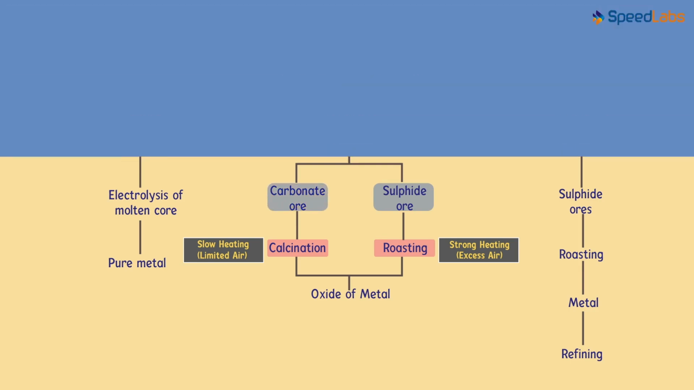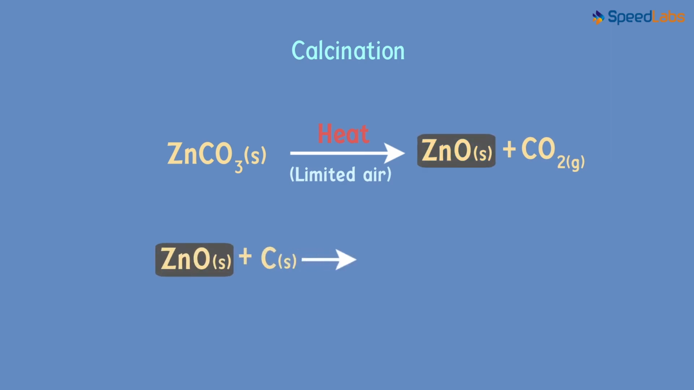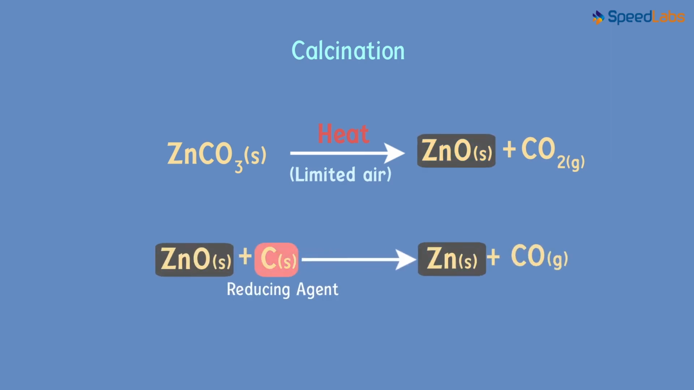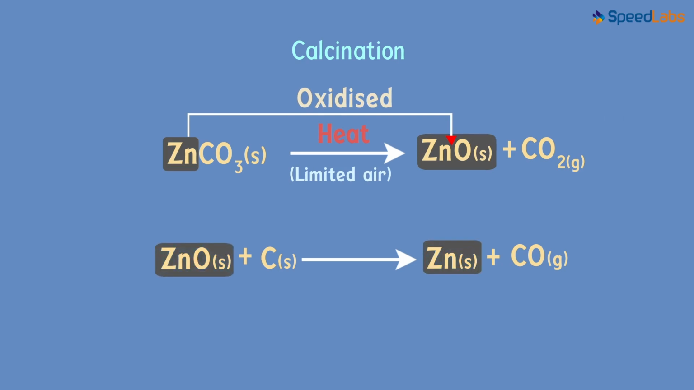Let's understand calcination of zinc carbonate. It is heated in limited air to give an oxide of zinc, and the oxide is then reduced to its metal form by using reducing agents such as carbon. Do you remember we'd looked at oxidation and reduction in our previous lessons? If a substance gains oxygen during a reaction, it is said to be oxidized. And if a substance loses oxygen in a reaction, it is said to be reduced.